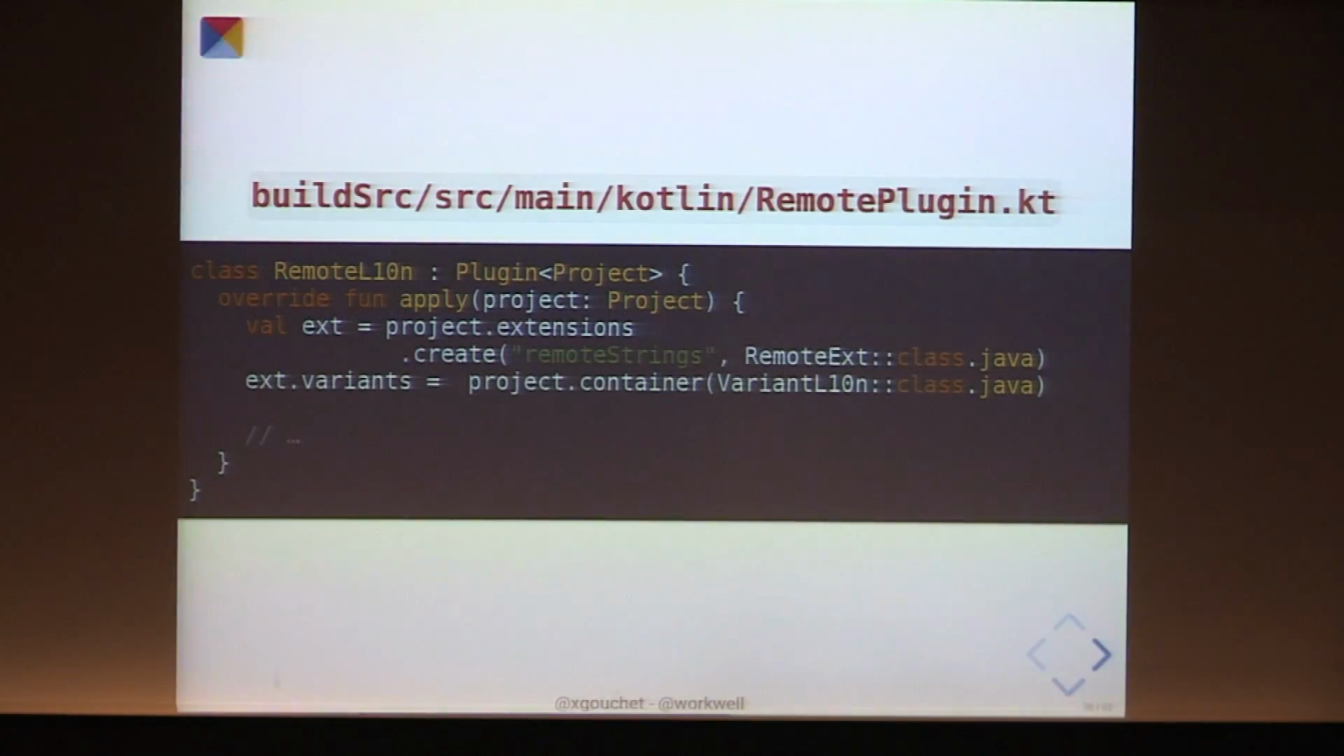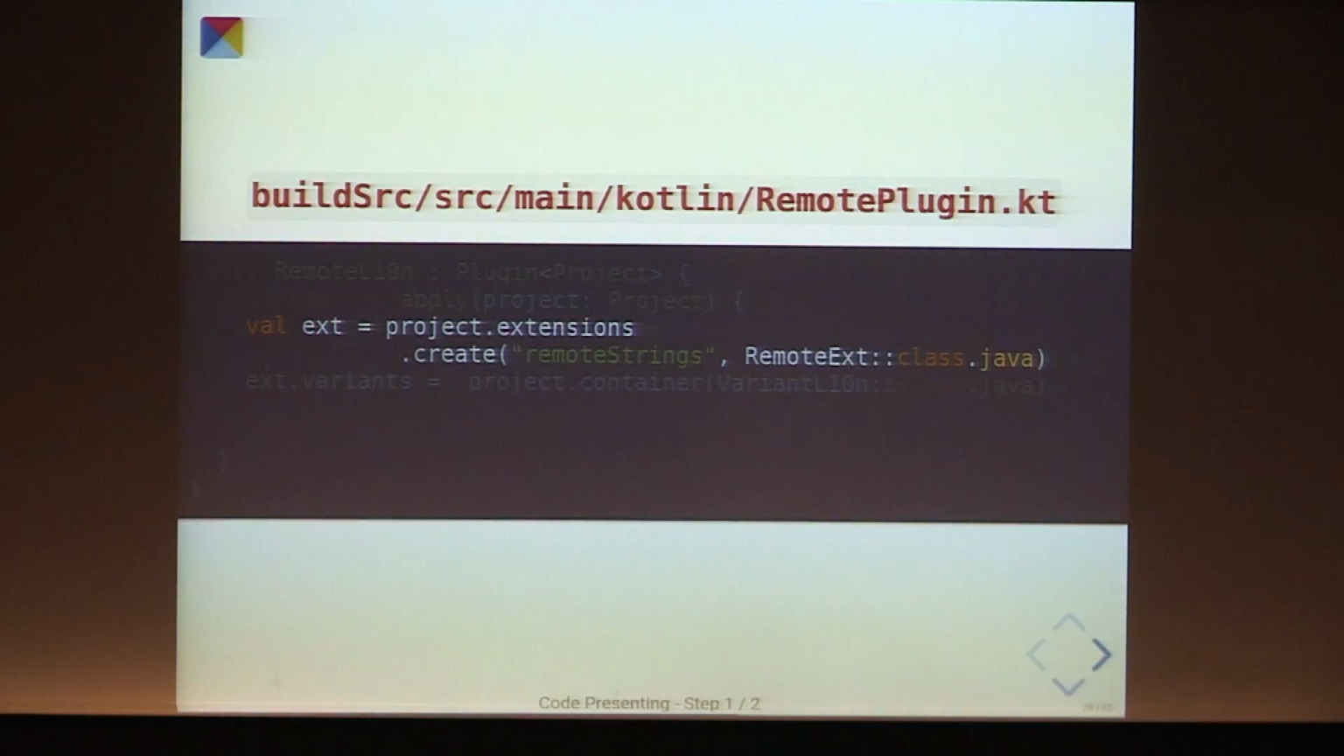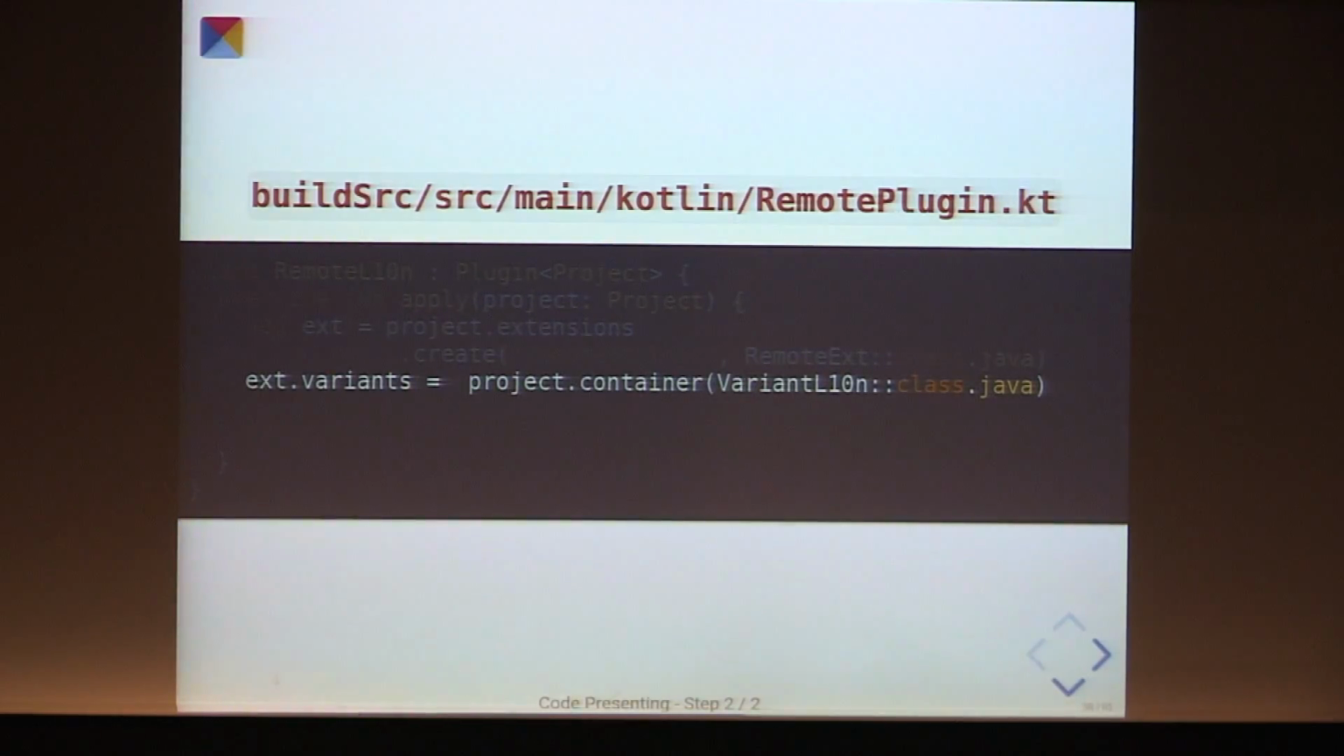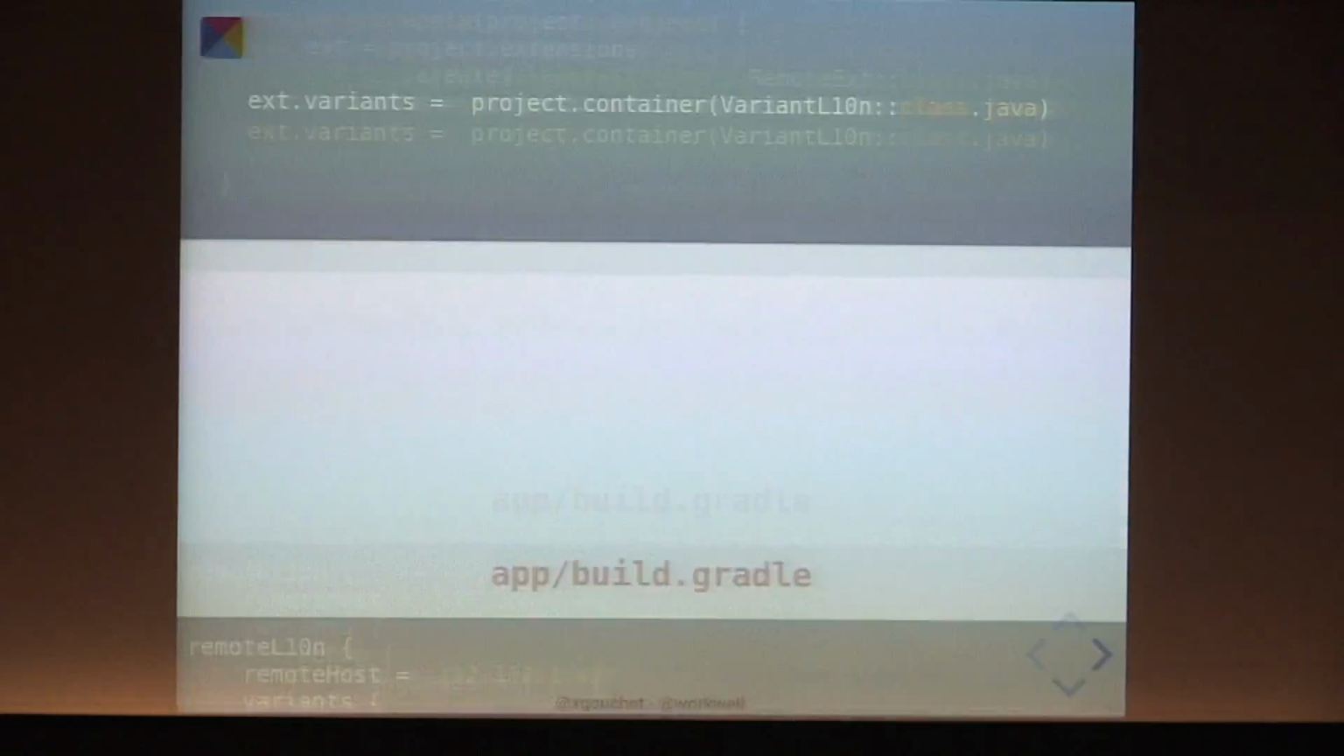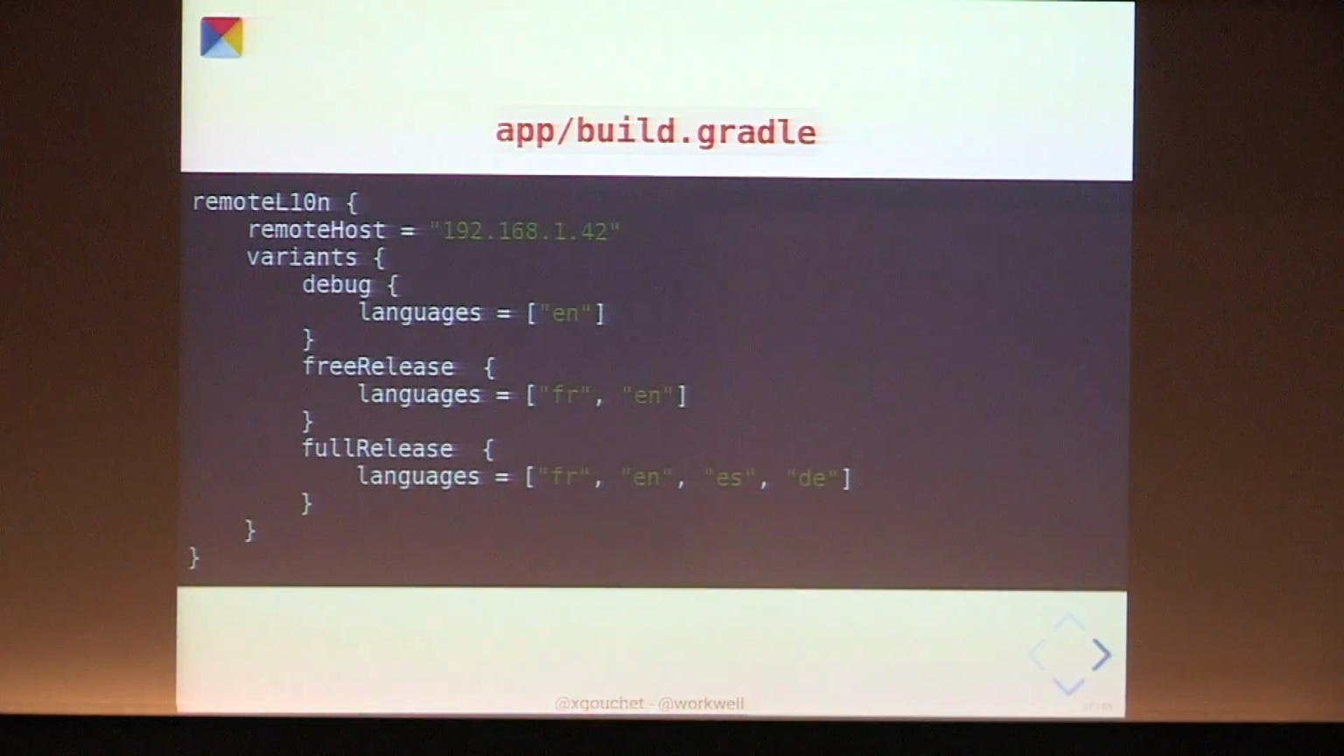Inside my remote plugin, it's basically the same thing. I'm creating my extension, just exactly like before. But I have another thing that says, okay, for my variants objects, I'm going to create a container that uses my variant class implementation. And so now inside my app/build.gradle, you can have something like this.